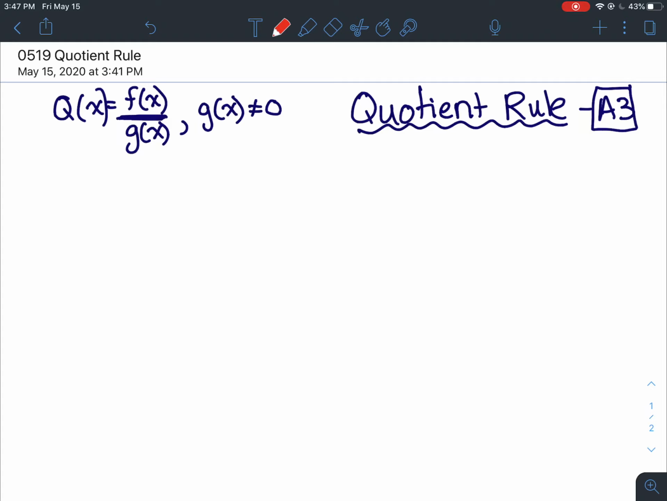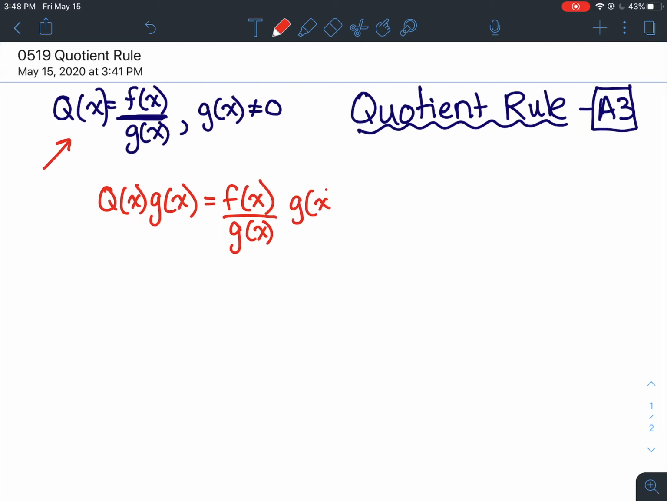Let's start with this equation: q of x is equal to f of x divided by g of x, and g of x can't be 0. I'm going to use the product rule to make a new rule called the quotient rule. I'll start by multiplying both sides of this equation by g of x. It becomes q of x times g of x equals f of x over g of x times g of x. That makes these two go away, because when you divide them, you get 1.